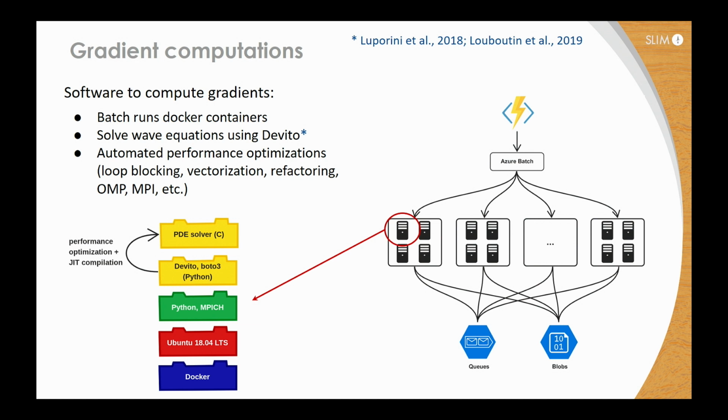So in your Docker container, you have all the control. You set up what kind of OS you want to use. You put your software in there. You can test that locally on your computer, and it's very easy and convenient to set up. And once you've done that, you're going to deploy that to Azure Batch, and we're going to use Devito to automatically generate the C code to do the wave equation solves.